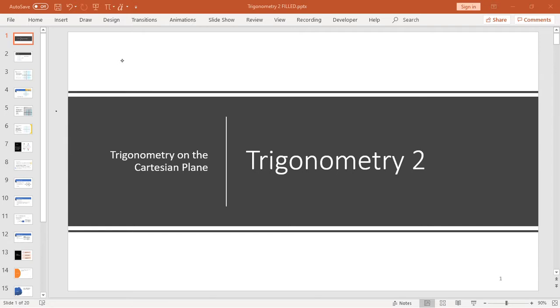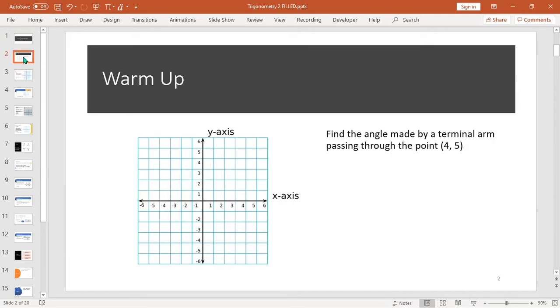Trig 2, getting into the fun stuff. So here we go. We'll start with a warm-up, and I just want to go onto the Cartesian plane, but in a very safe way. So find the angle made by a terminal arm passing through the point 4, 5.